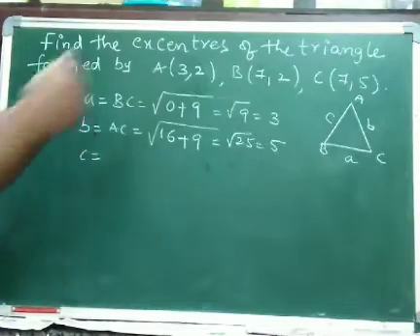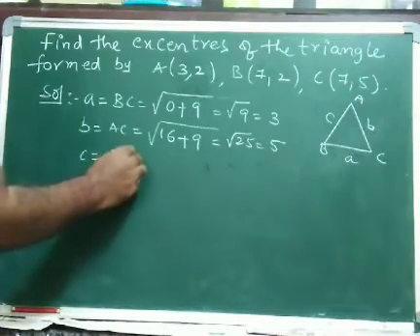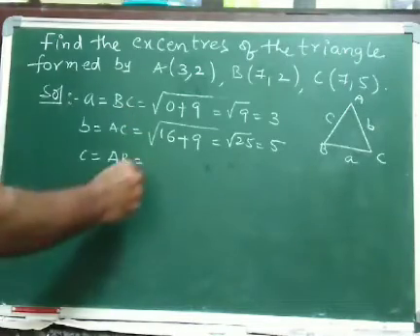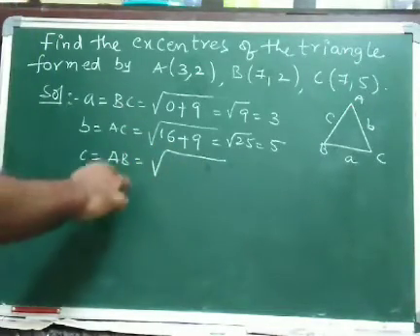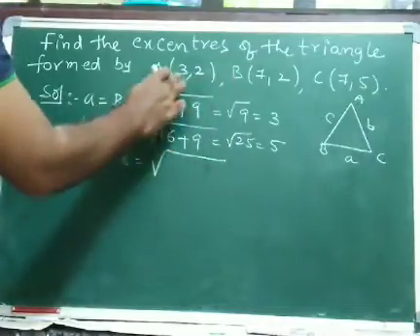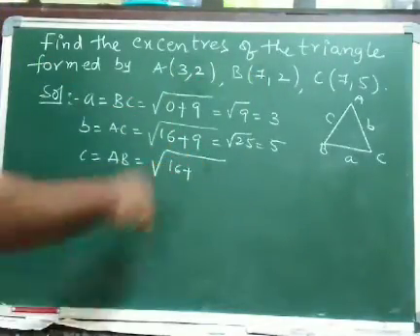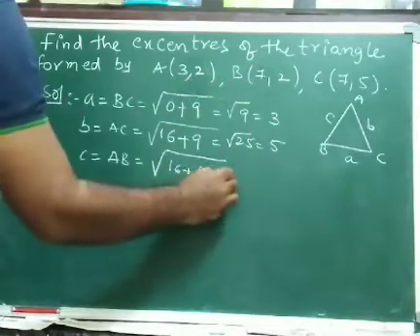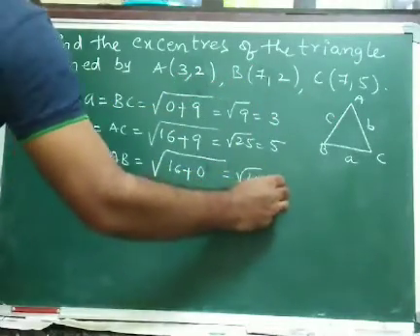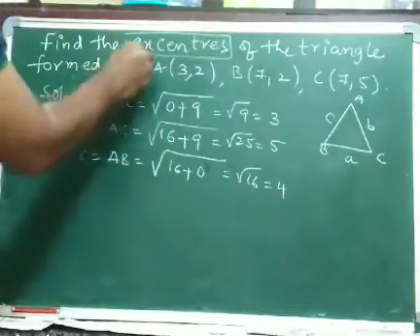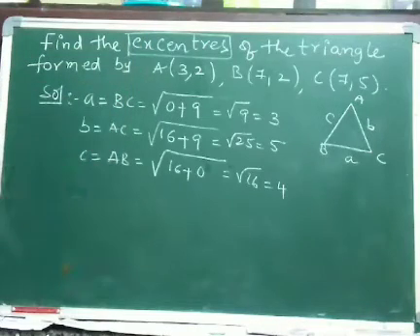Now let me find small c, which is the distance between A and B, the length of the side AB. So the distance between 2 points, square root of (x1 minus x2) whole square, which is once again 16, plus (2 minus 2), anyhow 0. So it is root 16, and hence it is 4. Now we need to find the excenters. I mean we need to find I1, I2, I3.